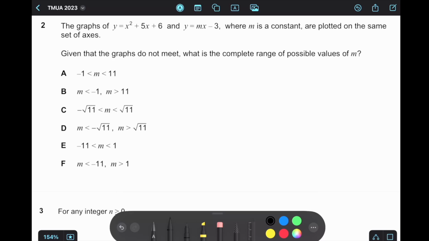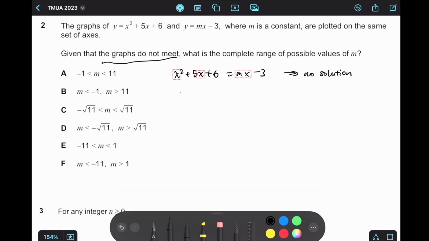So in order to tackle this question, we need to understand that the meaning of the graphs not meeting is that these two equations do not have a common solution. So basically, that means x squared plus 5x plus 6 equals mx minus 3 has no solution. So in order to check whether such a quadratic equation has a solution or not, we need to examine the discriminant, which is exactly what we'll do now.